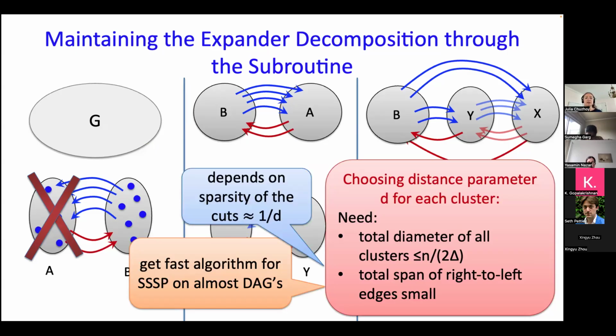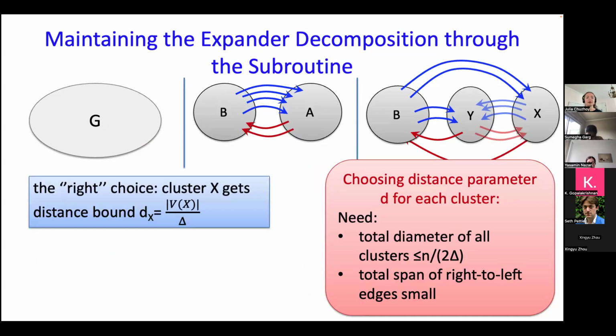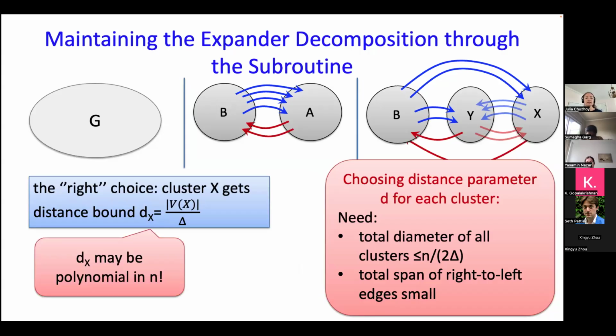The number of these right to left edges depends on the sparsity of the cuts, which is roughly 1 over D. So we also want these Ds to be pretty large. So it turns out that the right choice for this parameter D for a cluster X is something like the number of vertices in X divided by delta. And something pretty similar was also used in previous works. But one thing that I want you to notice here is that this parameter D may be pretty big. It might even be polynomial in n, for example, square root n.